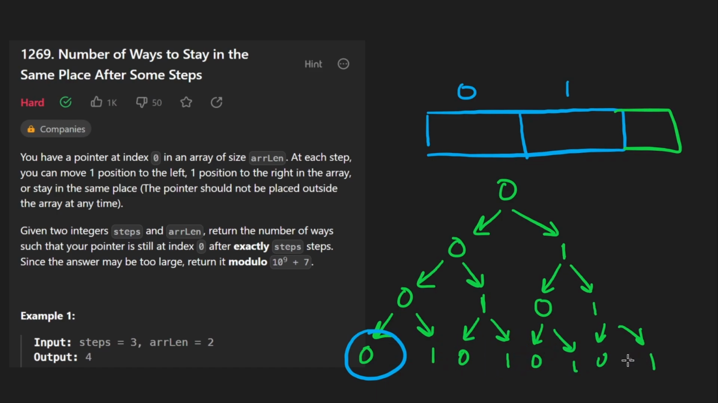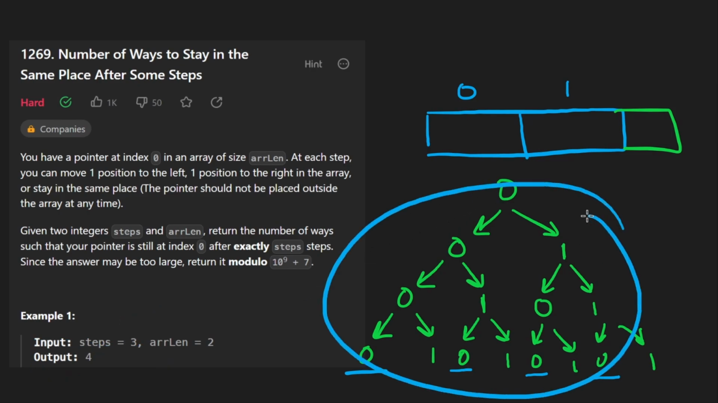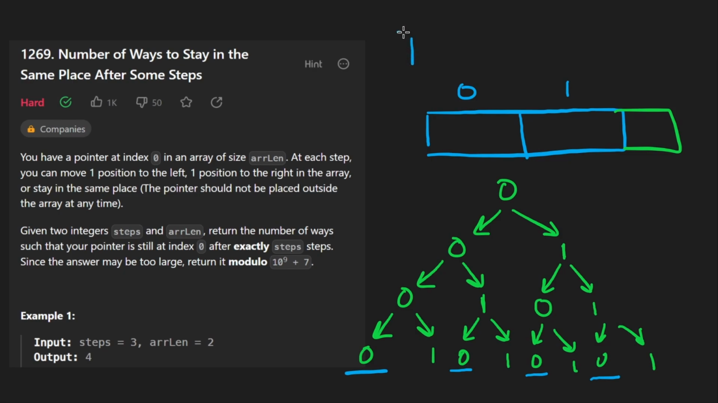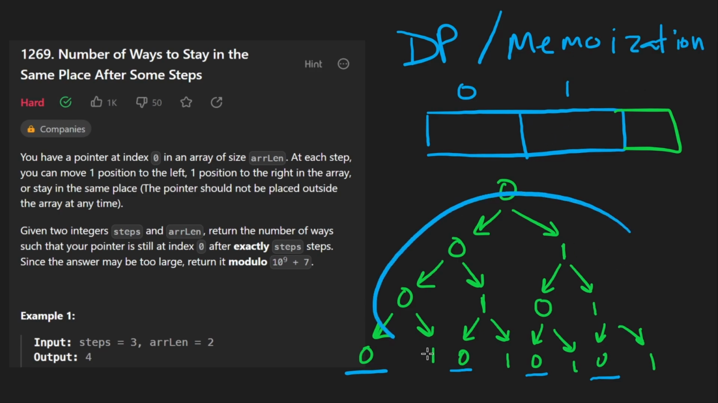Now, among all of these, which ones landed us back at index 0 by the end? I count 1, 2, 3, 4. So in this case, the result is going to be 4. And that's pretty much the whole problem. If you know what dynamic programming is, or in this case, if you know what memoization is, you can take this brute force solution and optimize it.